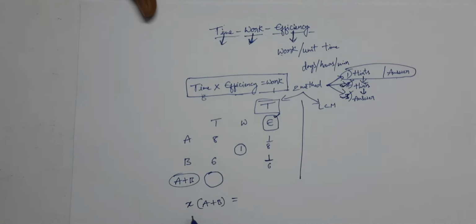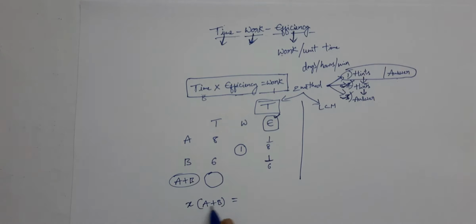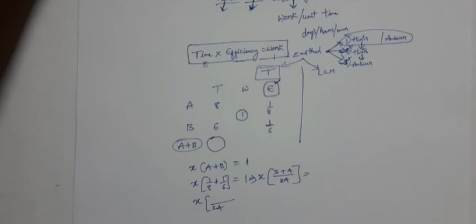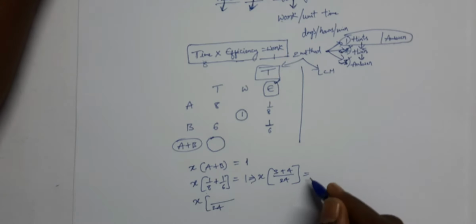Time into efficiency. Time I don't know. Efficiency I know, whose efficiency I have to take. So I have taken both the persons, and the work we have to complete is, in the traditional method, we have to take as 1. I have substituted the values of A and B so that I can get the value of X.